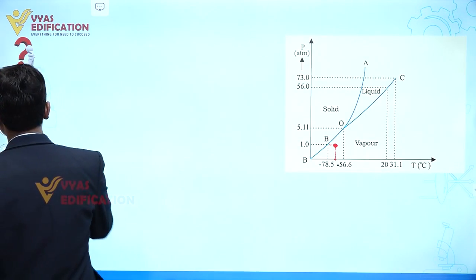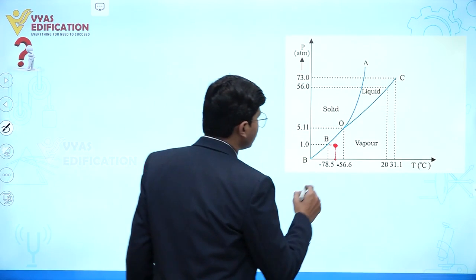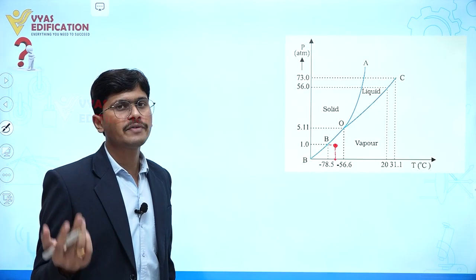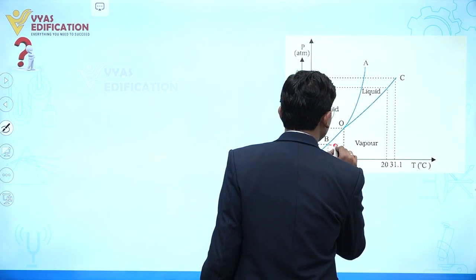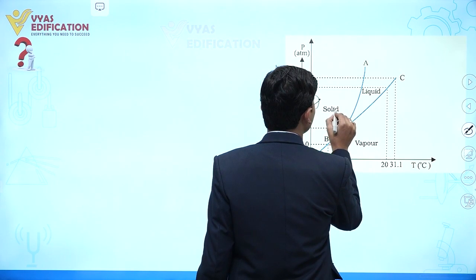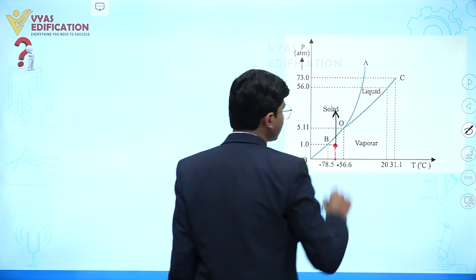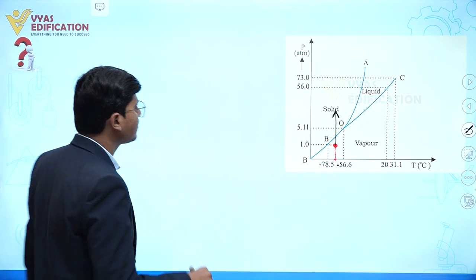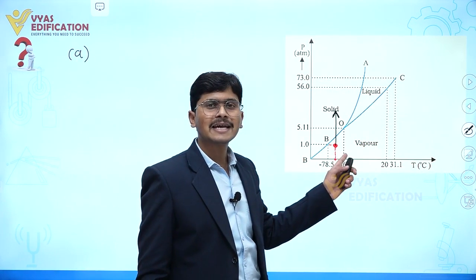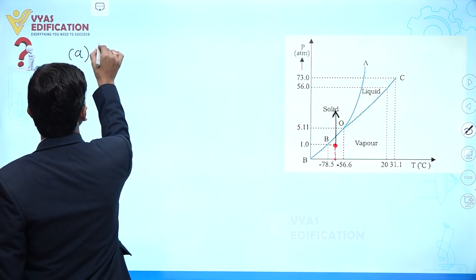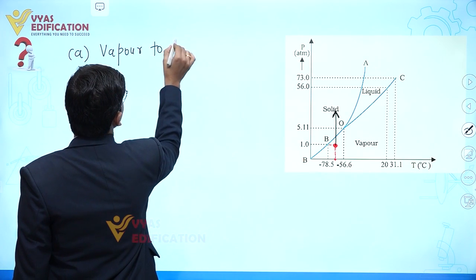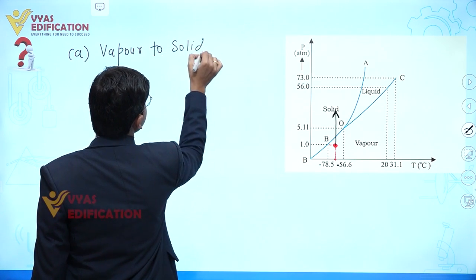So from here you can say if I compress isothermally, we are increasing pressure and temperature is not changing. So definitely this will move like this, vertically in the upward direction. In part number A, this is directly converting from vapor to solid, without going into a liquid phase, clear.